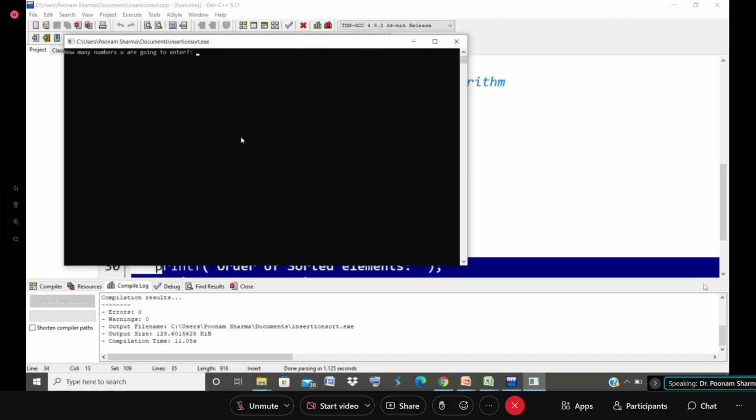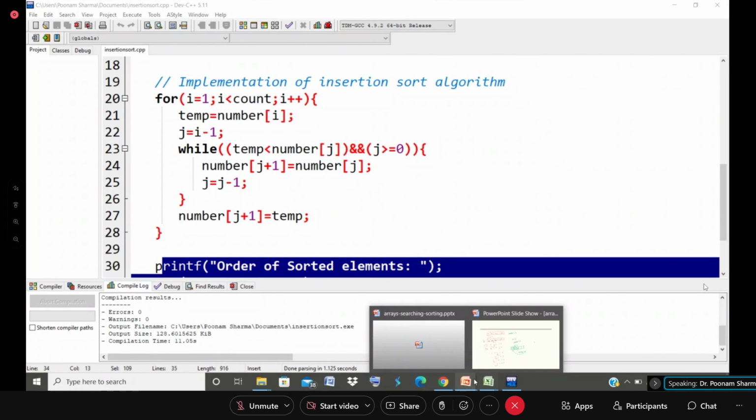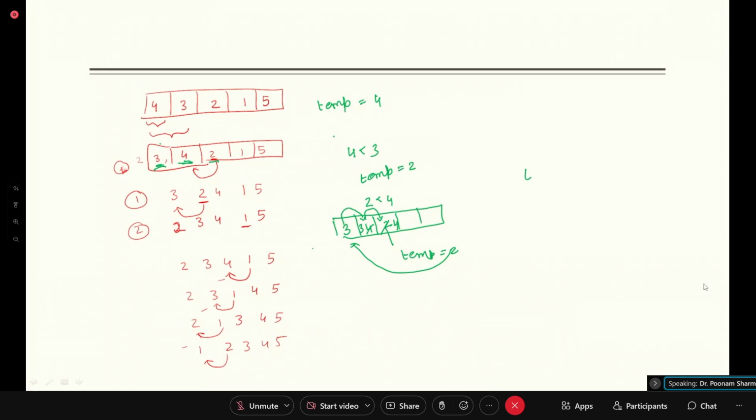How many numbers you want to enter? 5 numbers. What are the values? So I will enter the values in reverse order. And the sorted elements are 1, 2, 3, 4, and 5. Right? So what insertion sort is basically doing? Insertion sort is basically inserting the values at the proper location.